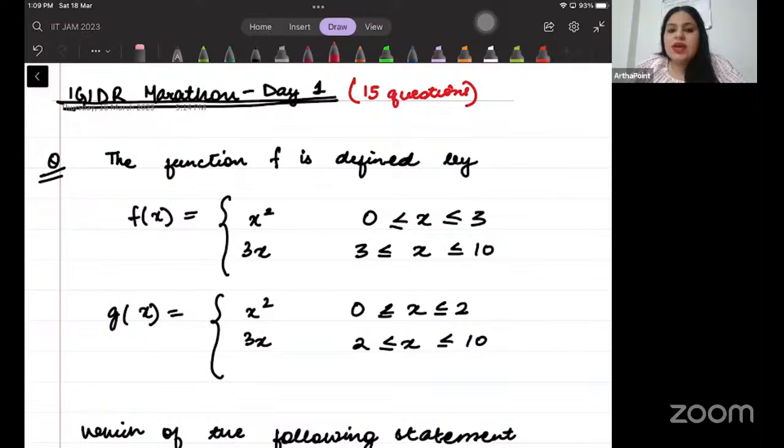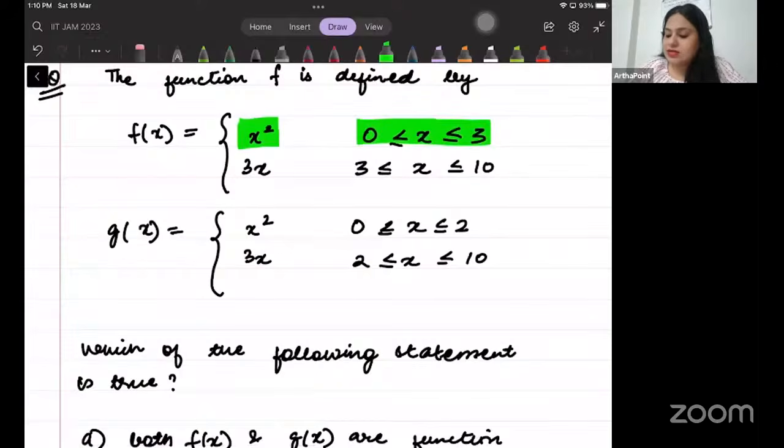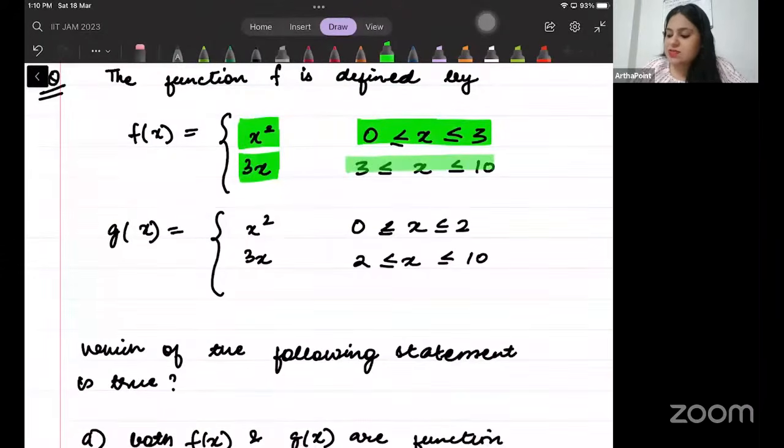It says that you're given a function f, and the function is defined by x square when x is between 0 to 3, and 3x when x is between 3 to 10. Note that x is equal to 3 is coming on both sides of the function. So if you notice here, x equal to 3 is included, and here also x equal to 3 is included. Just think about this.